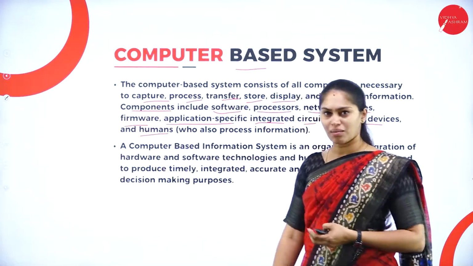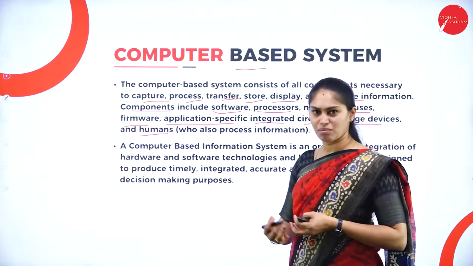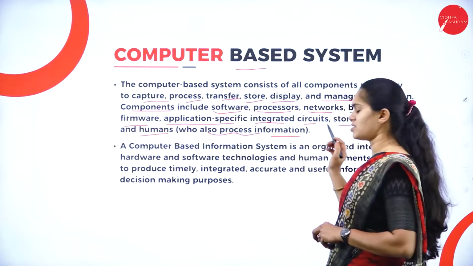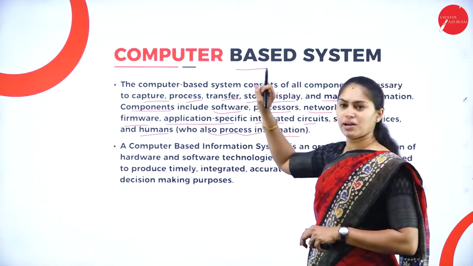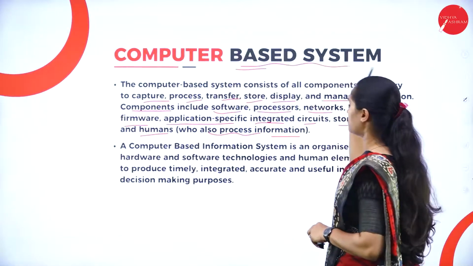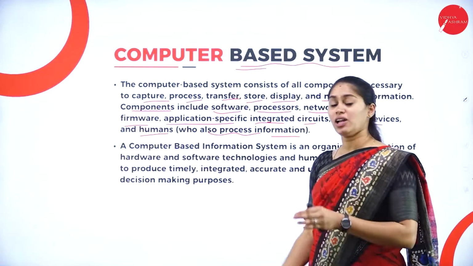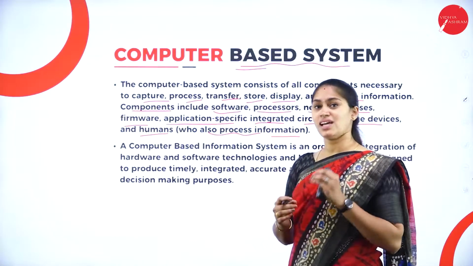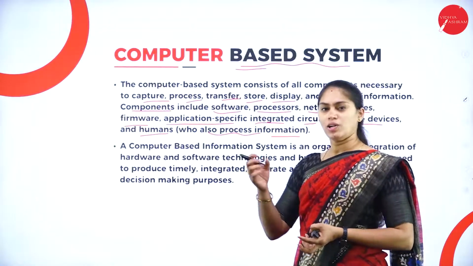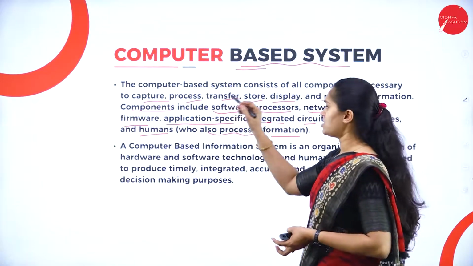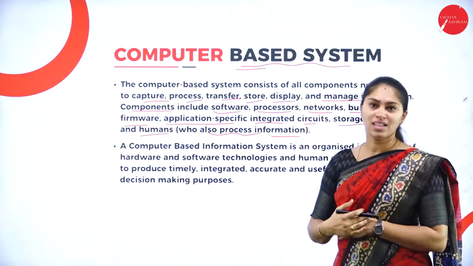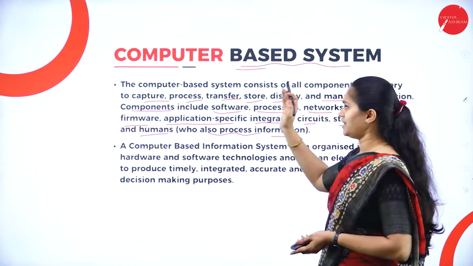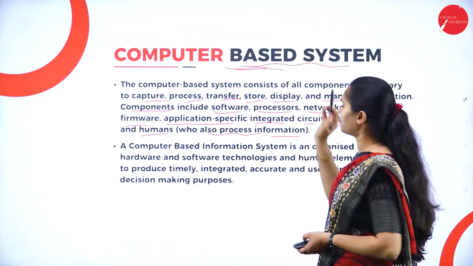Mainly, in order to work with a computer system, we require humans when it is semi-automatic or manual. At that time humans are required, and they also process the information. So all these bundled together will be considered a computer-based system. It includes all the necessary elements which help to capture, manage, process, transfer, store and display all the information components we use in system development. Together these constitute what is called a computer-based system.